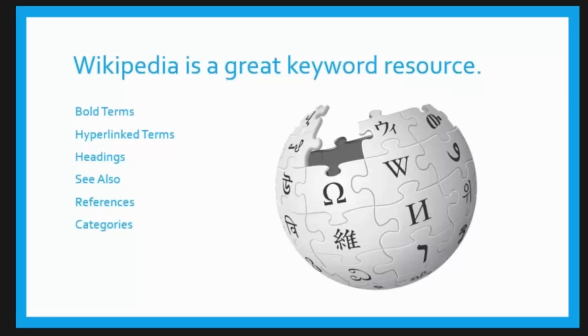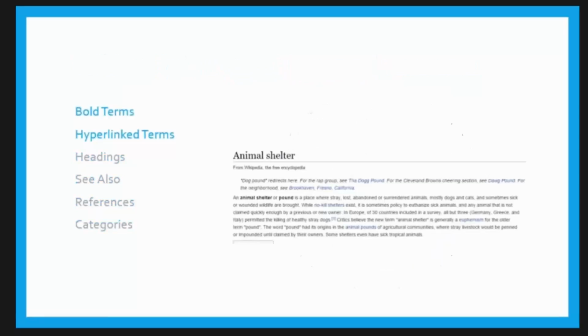And here's what you're going to find. In a Wikipedia article, terms that are considered important are generally either in bold or they're hyperlinked to other articles or outside resources. In the animal shelter article, we see that animal shelter and pound are in bold, while no-kill shelters and animal pounds are hyperlinked. As you read through the remainder of the article, other bold and hyperlinked words will appear, and any of those words have the potential to be keywords for your search.